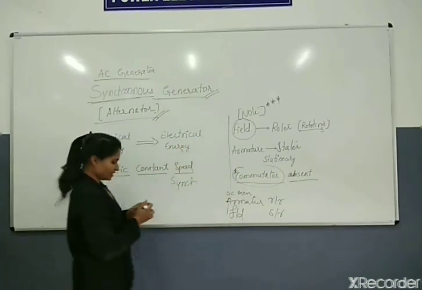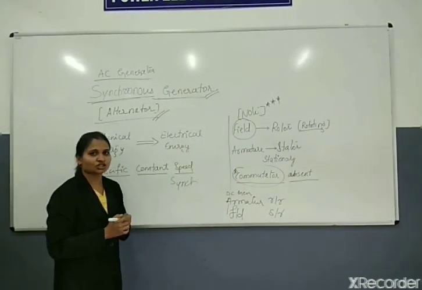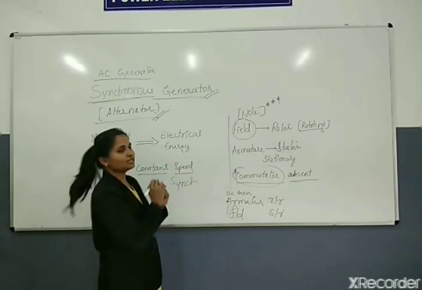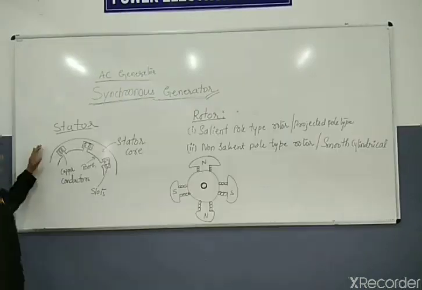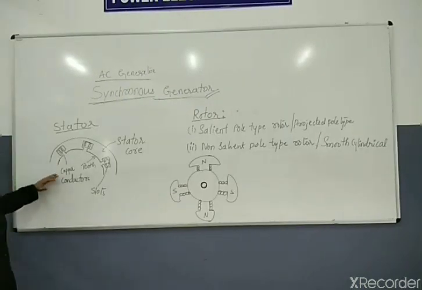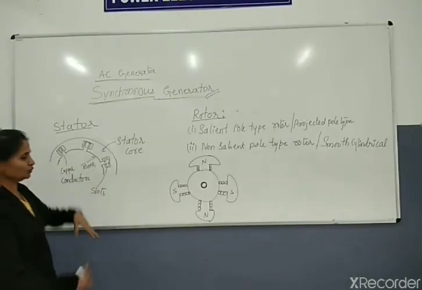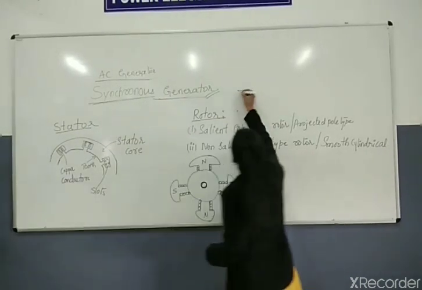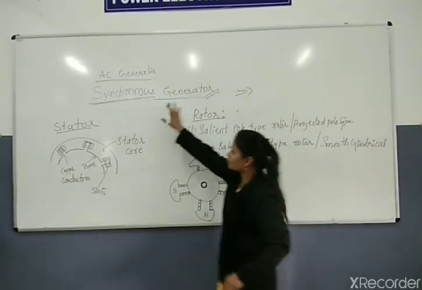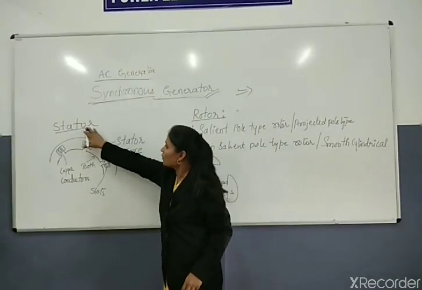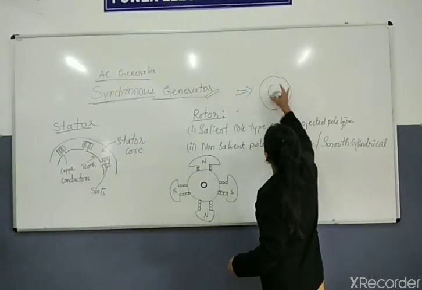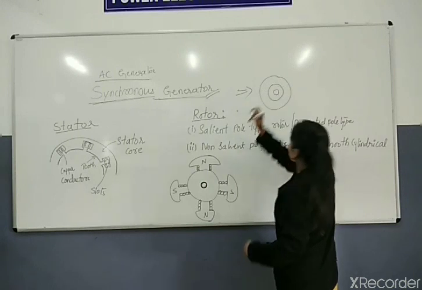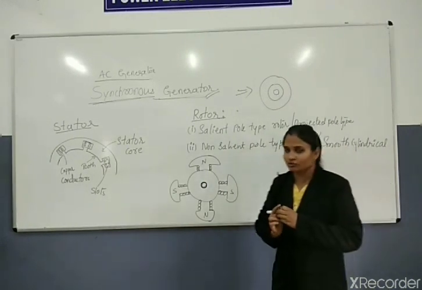Now we'll see the construction of this AC generator or synchronous generator. As we know, machines have two parts. Here also the synchronous generator has two parts: one is the stator, another is the rotor. The rotor is mounted on the shaft.